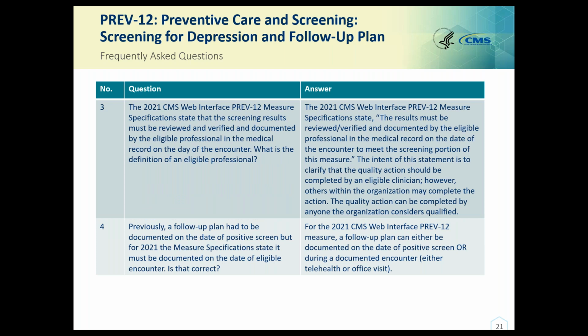Question 3, the 2021 Prev-12 measure specification states that the screening results must be reviewed and documented by the eligible professional in the medical record on the day of the encounter. What is the definition of an eligible professional?